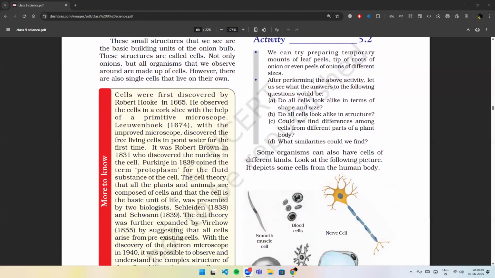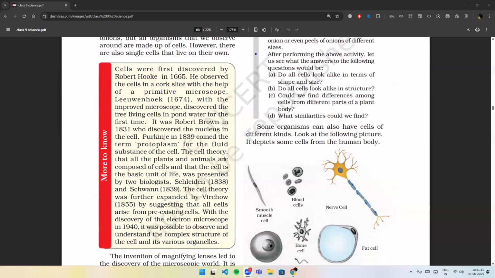Cells were first discovered by Robert Hooke in 1665. He observed the cells in a cork slice with the help of a primitive microscope. Leeuwenhoek, in 1674, with an improved microscope, discovered the first living cells in pond water. It was Robert Brown in 1831 who discovered the nucleus in the cell. Purkinje in 1839 coined the term protoplasm for the fluid substance of the cell.